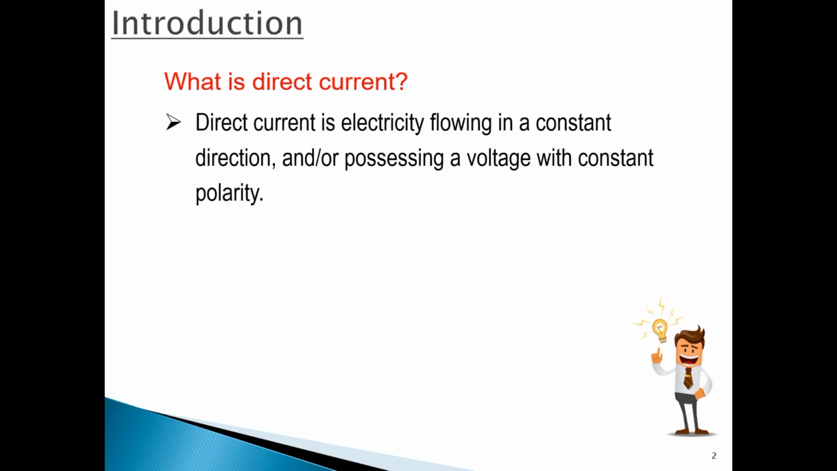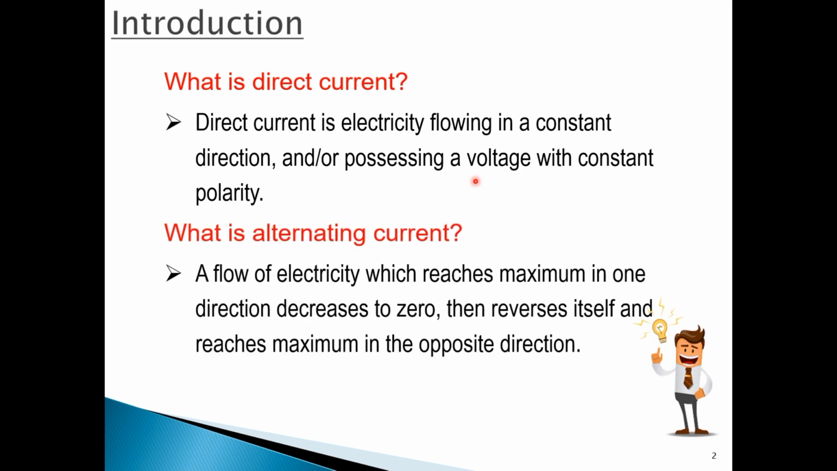Direct current is electricity flowing in a constant direction, or possessing a voltage with constant polarity. By the name itself, direct current has only one direction. Alternating current is a flow of electricity which reaches maximum in one direction, decreases to zero, then reverses itself and reaches maximum in the opposite direction. By the definition itself, you can imagine that alternating current considers a positive alternation and a negative alternation.